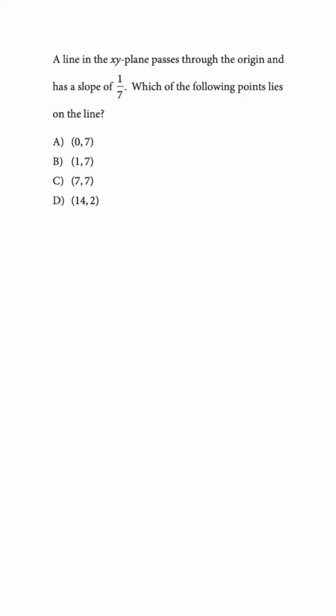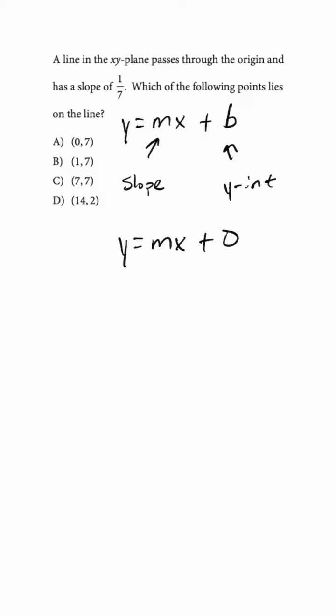So whenever we have a line or a linear function, we can represent it by slope-intercept form, which is y equals mx plus b. So m is our slope or rate of change, and b is our y-intercept. Now, they tell us that this line passes through the origin, so we know that the y-intercept is just going to be 0. So really, we can represent it by y equals mx plus 0, or we can just leave off the 0 altogether.